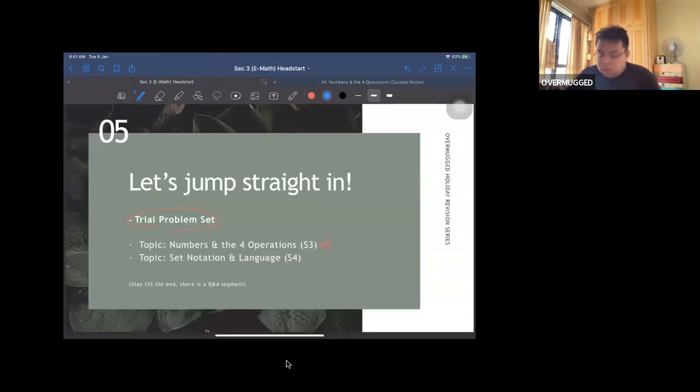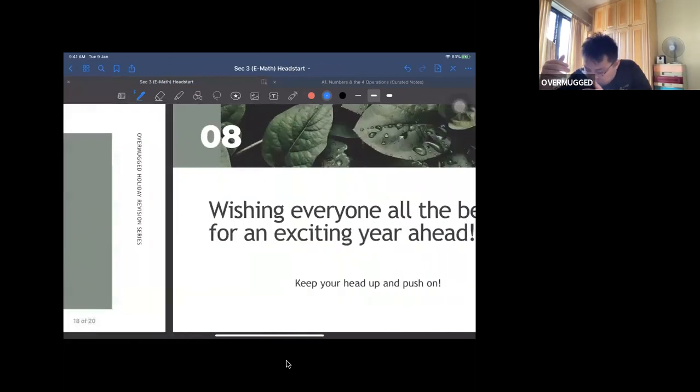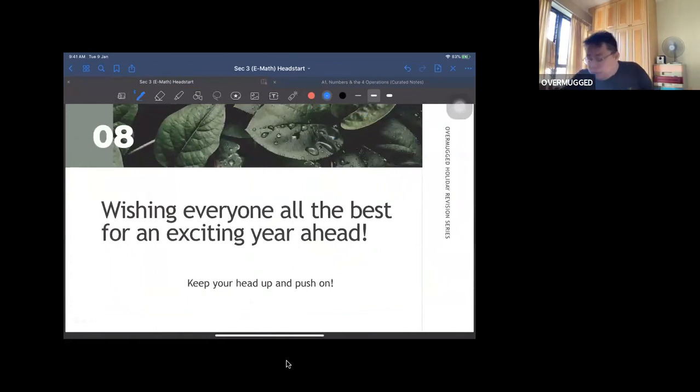So go back to my slides. I've completed the problem set. I've completed the topic. Now I'll not be going through set notation and language because that is for my Sec 4 session later.